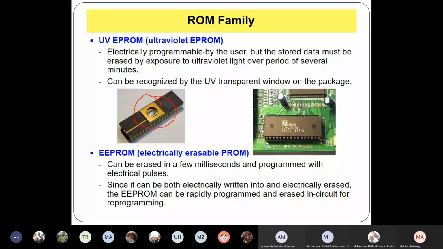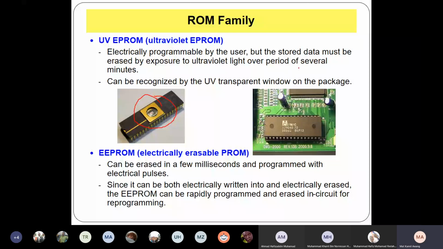And the next one is the electrically erasable PROM. Instead of using ultraviolet light to erase, this one erases using an electrical signal. So you don't see any glass window for the UV light to erase data anymore. This one you can erase through the electrical signal, so it can be erased in a few milliseconds and programmed with electrical pulses. If UV, it requires a few minutes.